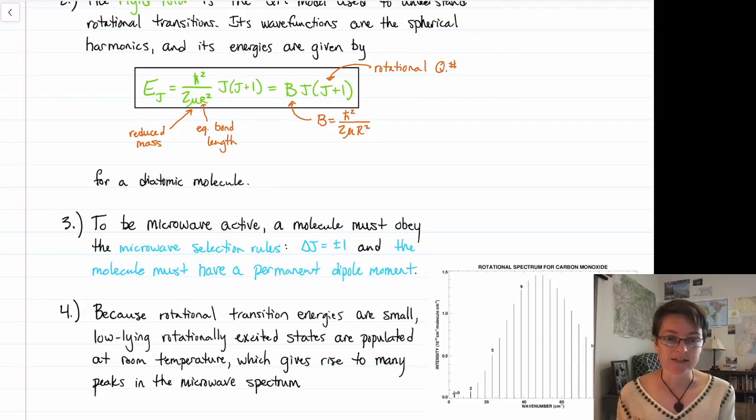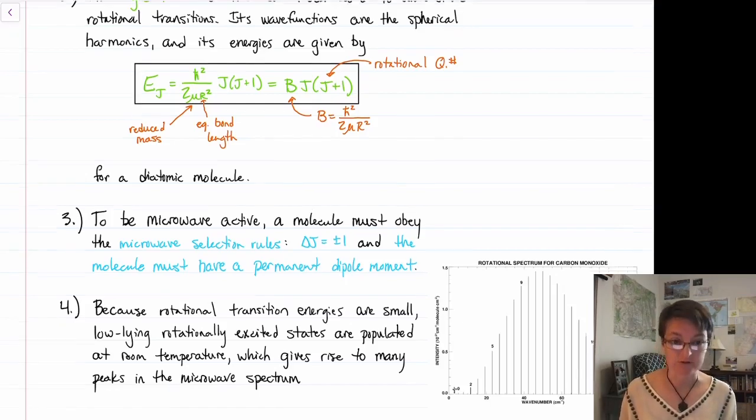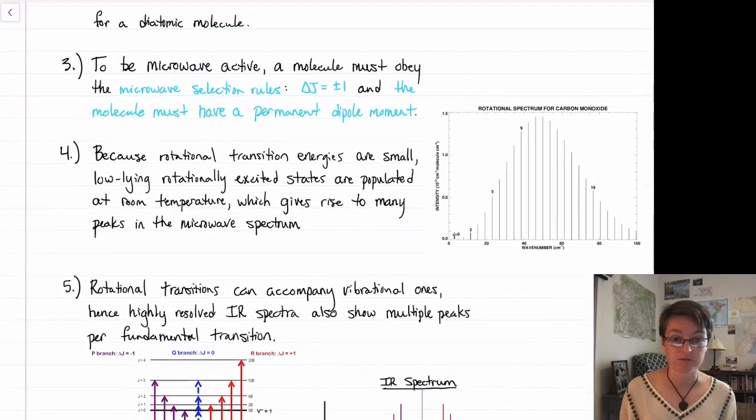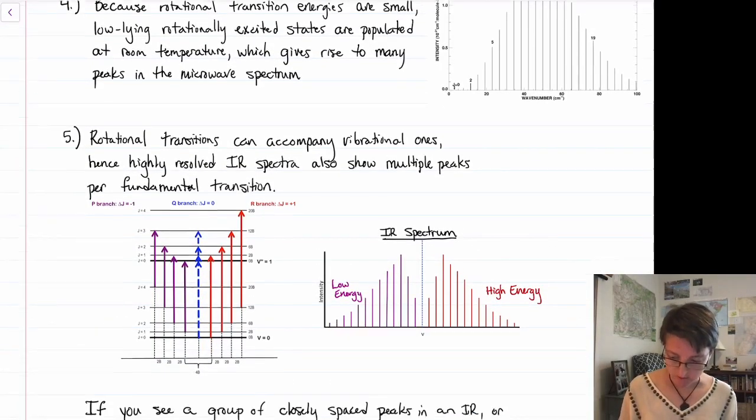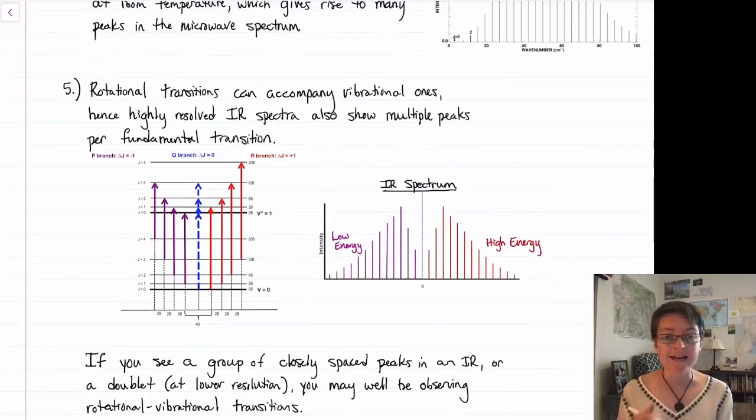A fourth takeaway is that because rotational transition energies are small, low-lying rotational excited states are populated at room temperature. So when we use light to excite these motions, we get more peaks in the microwave spectrum compared to what we observed for vibrational spectroscopy. And then last but not least, rotational transitions can accompany vibrational ones, and hence highly resolved IR spectra show multiple peaks per fundamental vibrational transition.